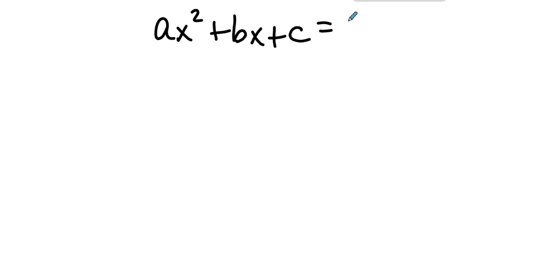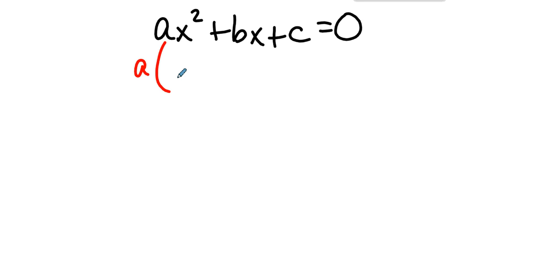We're going to take a look at the quadratic formula. We're going to figure out why it is the way it is. This is the generic quadratic equation, ax squared plus bx plus c equals 0. And we're going to prove that the quadratic formula does what we say it does.